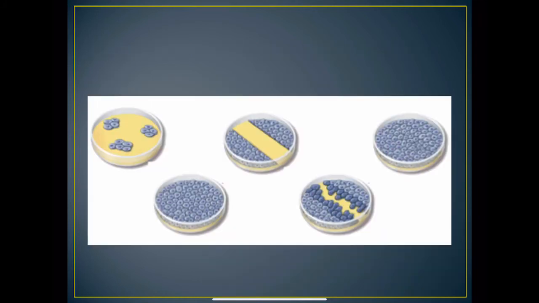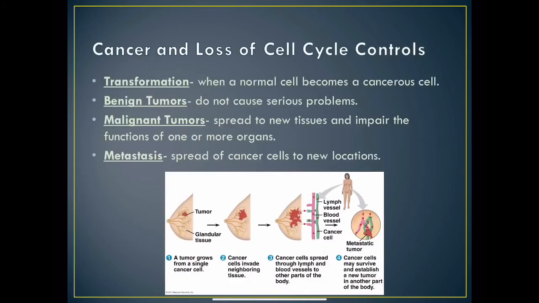This is another picture that shows density-dependent inhibition. I believe I talked to you all about that once before. So normally, even in the event that the cells ignore these signals, the body's immune system can often recognize a cell that is ignoring all these signals and destroy it. But sometimes cancer cells can also manage to evade that destruction as well.